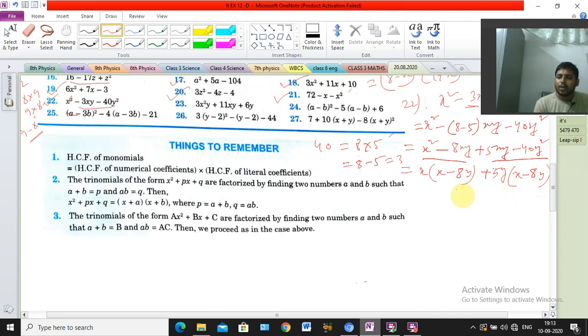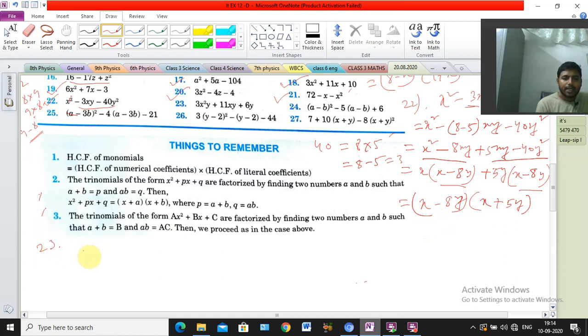Clear. So now see, inside x minus 8y is coming or not? Yes, the same thing is coming. So that means x minus 8y, and another one will be x plus 5y. Clear or not? Clear. So this is the solution, this is the answer. Clear. Easy or hard? Same process we are following, same way we are solving all the problems. So 23 also you can do with the same process like 22.